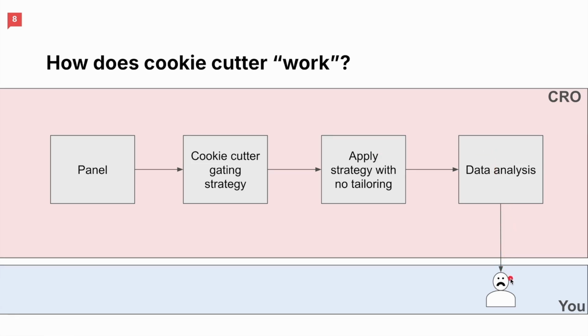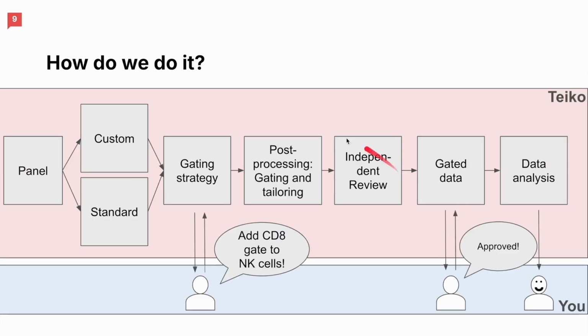And this is you with the unhappy face after you see all this, because then you have to go back to the CRO and potentially argue with them to try and move gates, and they can't do it, and it's inflexible. And as a result, you just spent a bunch of money on a flow cytometry project that needs significant rework. How do we do it at Teiko?